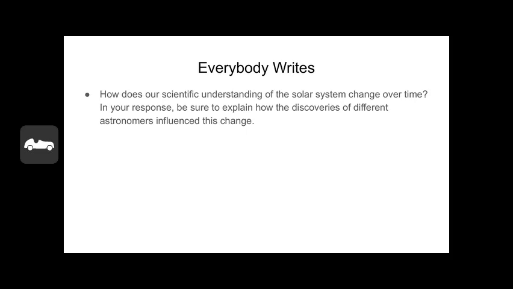What I want everybody to do now is pick up a pencil and everybody writes. You're going to have 2 minutes to write, how did our scientific understanding of the solar system change over time? In your response, be sure to explain how the discoveries of different astronomers influenced this change. After the buzzer goes off, you're going to put your pencils back in the groove, and then I'm going to go over this as a class, and then we'll try to find an exemplar response. 3, 2, 1, go.